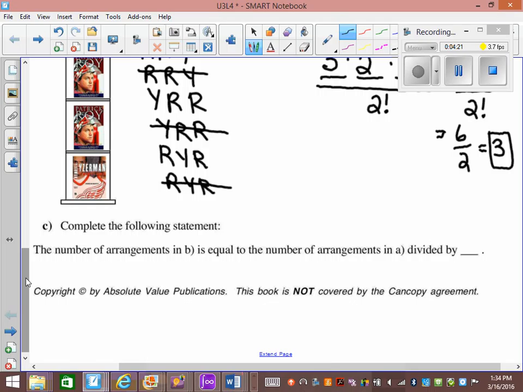The number of arrangements in B is equal to the number of arrangements in A divided by 2, right? Just because of that 2 factorial.